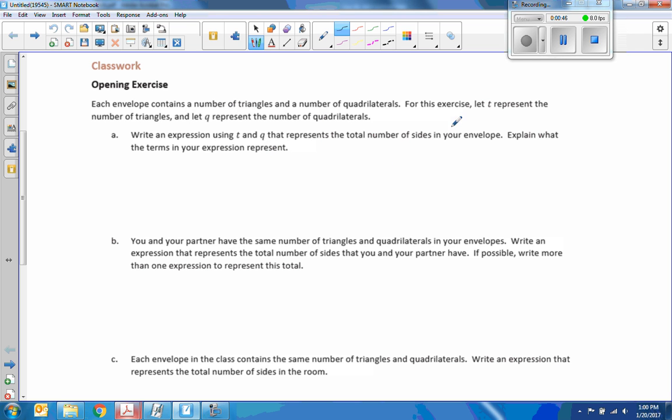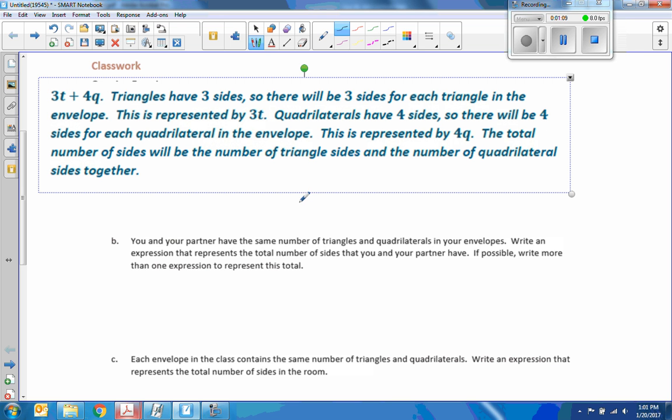For this exercise, let T represent the number of triangles, and let Q represent the number of quadrilaterals. A says to write an expression using T and Q that represents the total number of sides in your envelope. Explain what the terms in your expression represent. Okay, so I will just bring this in to save some time.